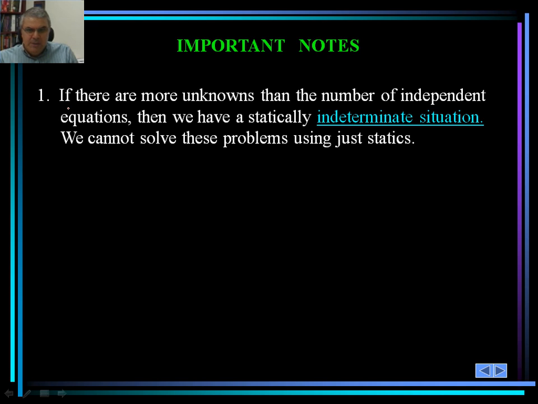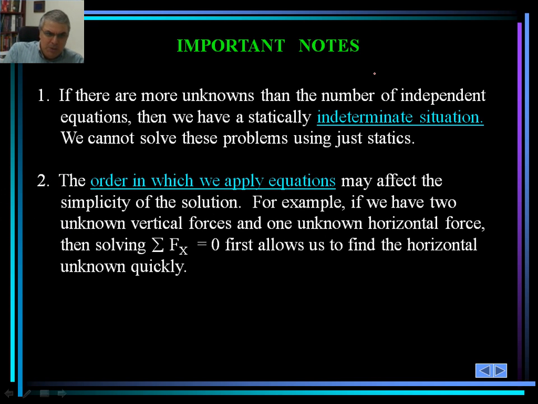If the number of equations that are available are more than the available unknowns, then it will be an indeterminate situation, and we need extra equations to bring in either from symmetry or other types of conditions so that we can solve the problem. And in many cases, we need to be familiar with some of the advanced structure analysis techniques in order to solve for all the unknowns. But if there are more unknowns than the number of independent equations, then we have a statically indeterminate situation.